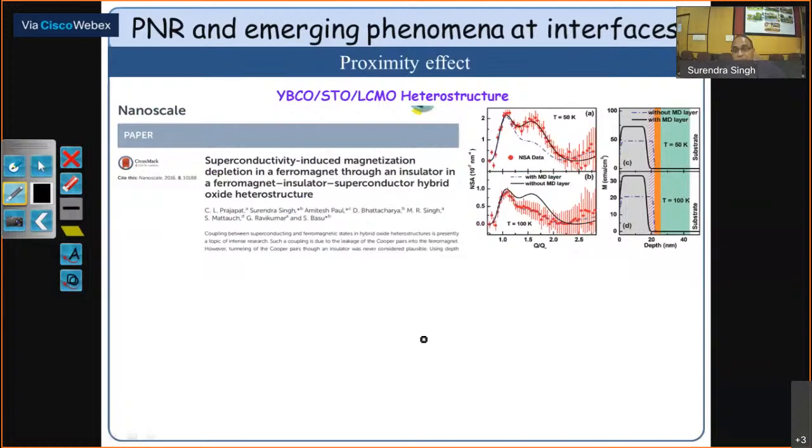This is again a proximity effect, but here a superconductor and a ferromagnet. What we get from the polarized reflectivity. This is YBCO, STO, LCMO. So you can see we have a substrate, then this is YBCO grown, this green one, then STO, and then LCMO.